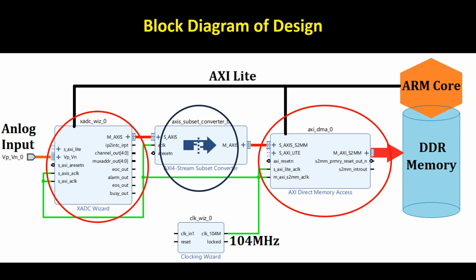Both XADC and AXI DMA are controlled with the ARM core over an AXI Lite connection. Clocking Wizard provides the 104 MHz clock, required to run the XADC IP block.